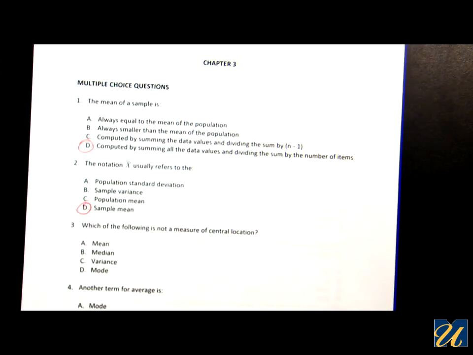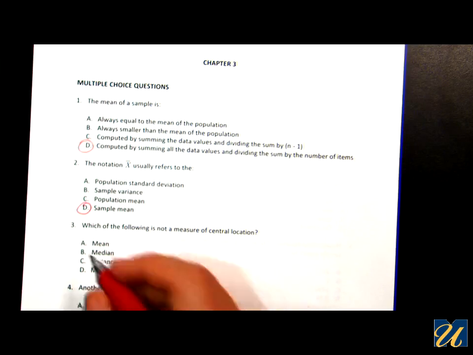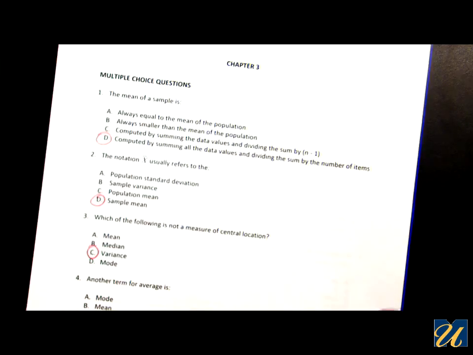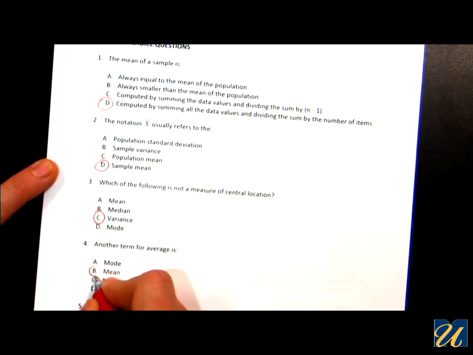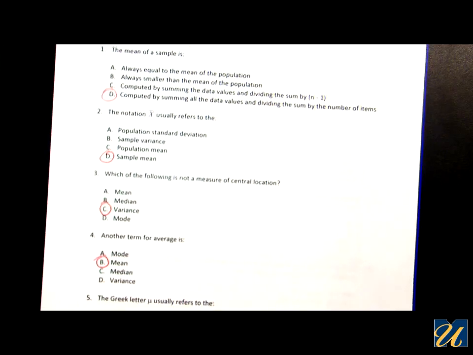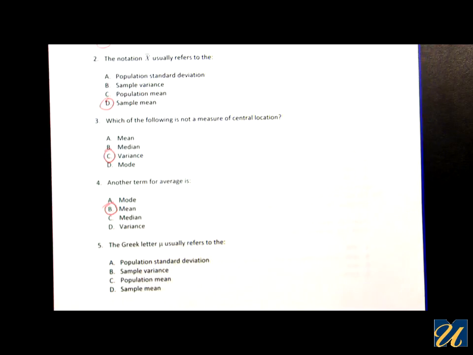Which of the following is not a measure of central location? This would be your variance. Another term for average is mean. The Greek letter mu usually refers to the population mean.